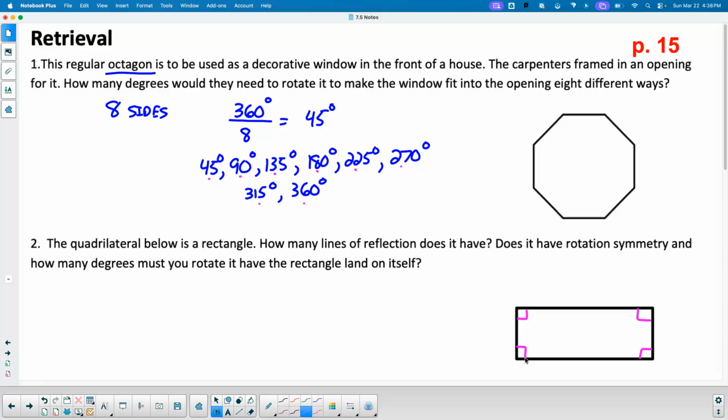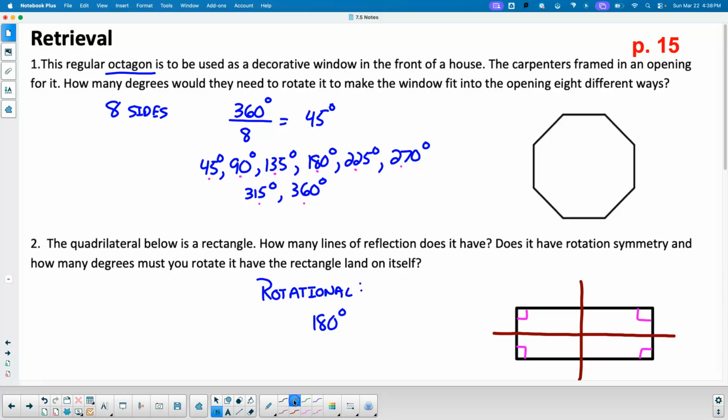Well, we talked about that last week. It had a line of reflection through the 2 midpoints, if I'm not mistaken, for that quadrilateral. But then it also had rotational symmetry. And so we can rotate this 180 degrees and it would map back upon itself.